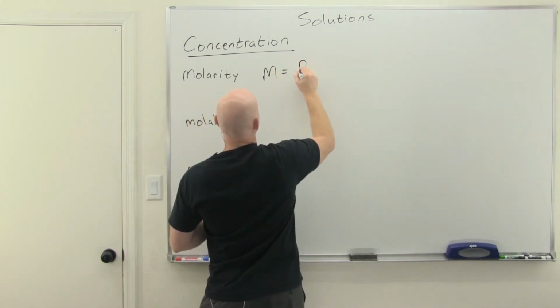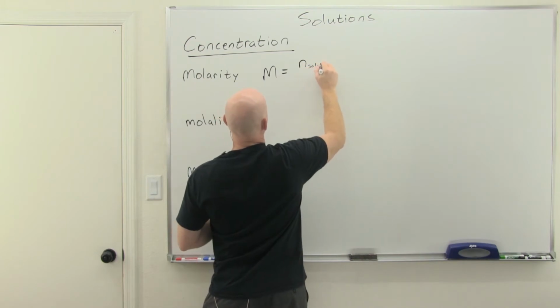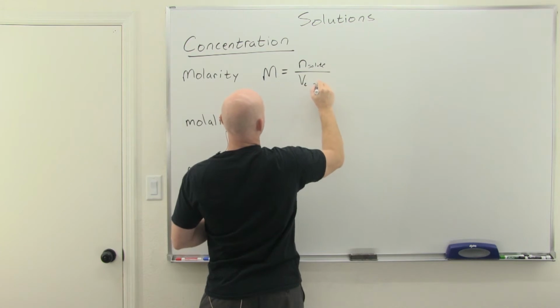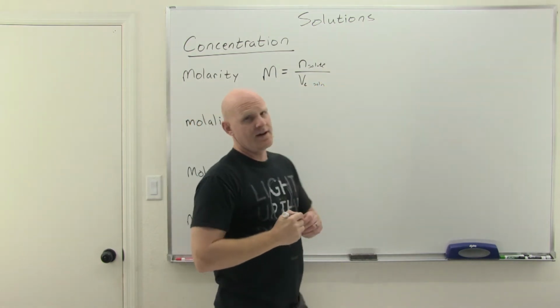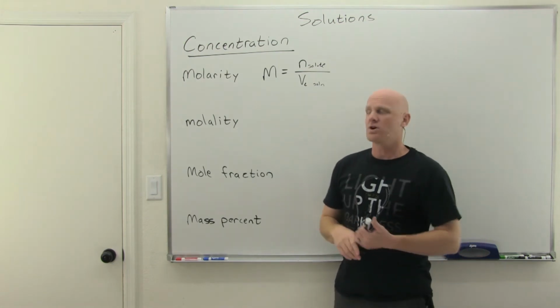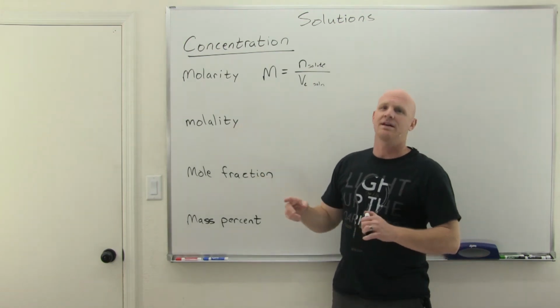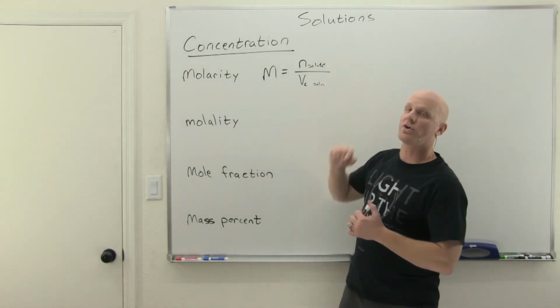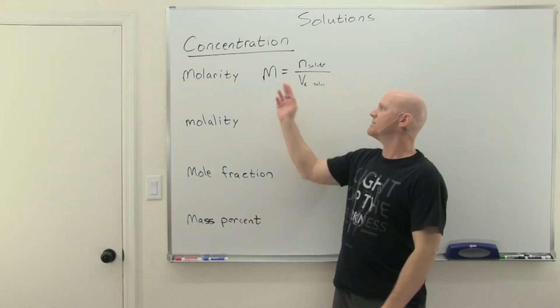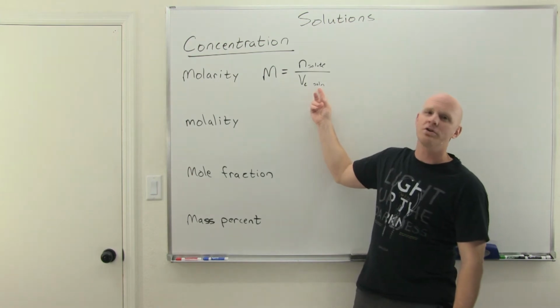It's equal to the number of moles of solute over the volume in liters of the solution. And it's important that this is of the entire solution, the solute and solvent combined. Because we're going to see molality in a little bit, that is actually related to the number of moles of solute relative to the amount of just solvent alone. But molarity deals with the entire volume of the solution.